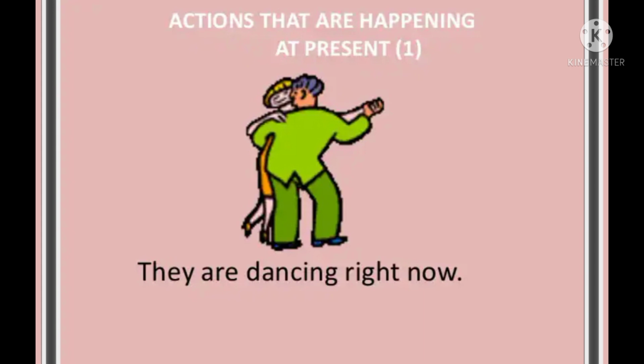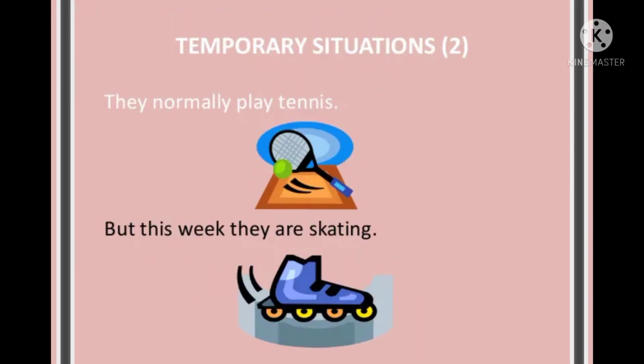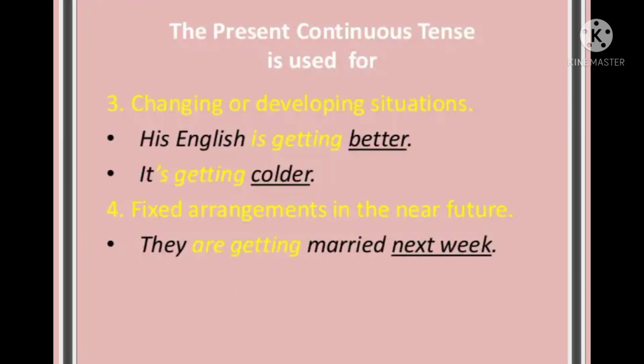They are dancing right now. So here we use present continuous. I told you we use it for speaking about temporary situations. They normally play tennis. This means if it happens regularly, which tense will we use? Simple present tense. So they normally play tennis, but this week they are skating. This is a temporary action, so we use present continuous. So we use it for changing or developing situations. His English is getting better. It is getting colder. The corona is spreading everywhere. So if it is a developing situation, we use present continuous.